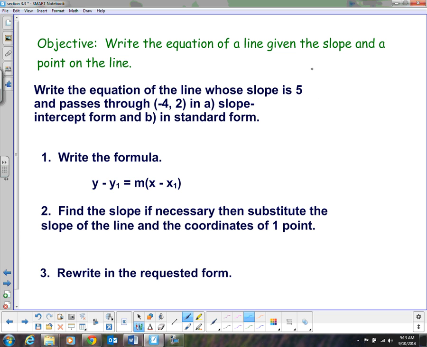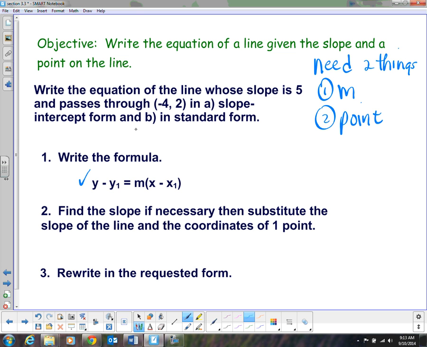Alright, I want to impress upon you that whenever you write the equation of a line, you need 2 things. You need slope, and you need a point. You don't need a y-intercept, you need a point. If you have this, then you are good to go. This is the point slope that we're starting with. So I'm going to write here m equals 5 because that's my slope. And my point happens to be negative 4, 2.